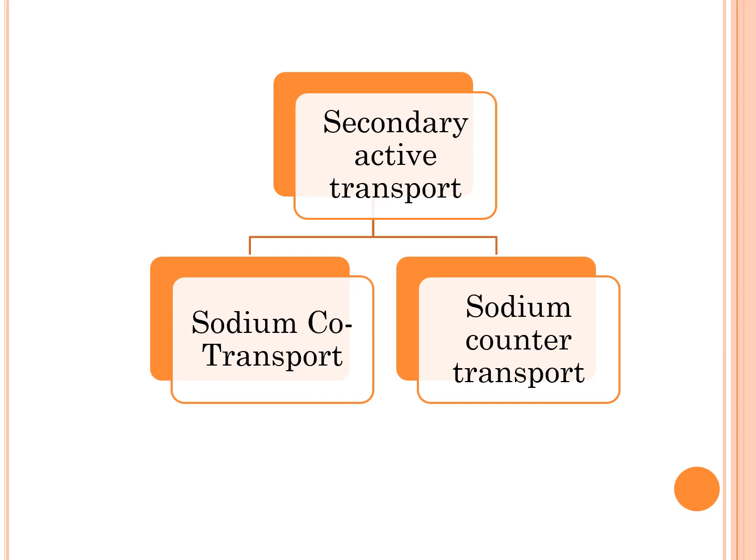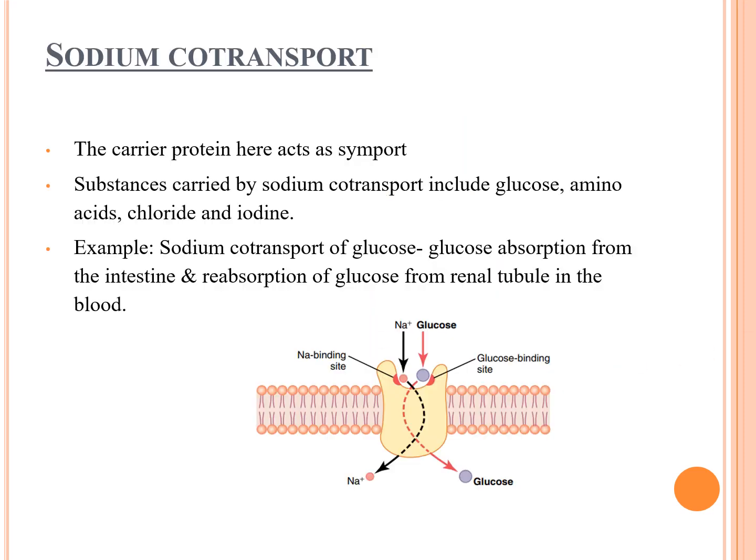We studied this type of transport in facilitated diffusion, where we saw three types of carrier proteins called uniport, symport, and antiport. I told you symport and antiport are together called co-transport mechanisms. So here we have sodium co-transport and sodium counter-transport. Here you can see the sodium co-transport mechanism. We have a carrier protein similar to a symport, with two binding sites in the carrier protein.